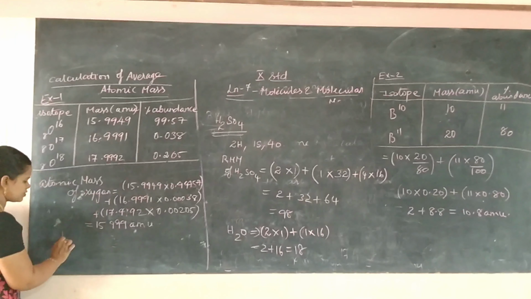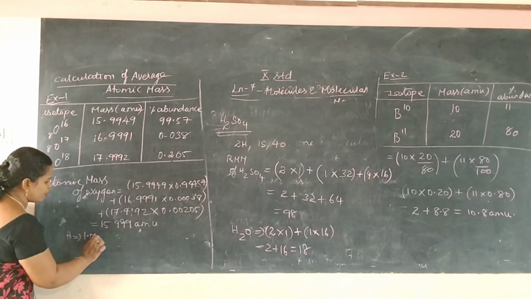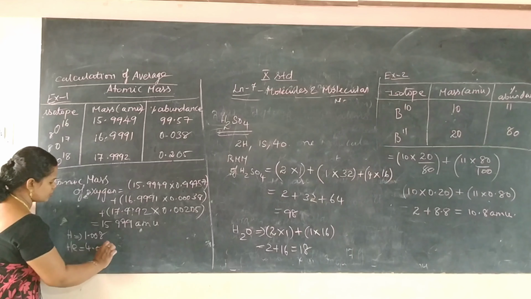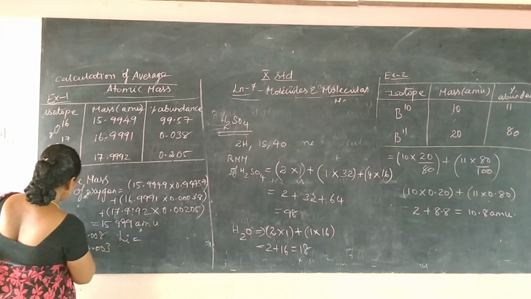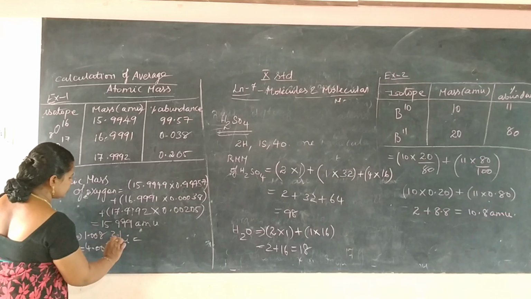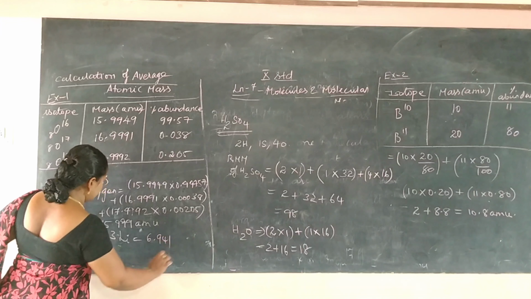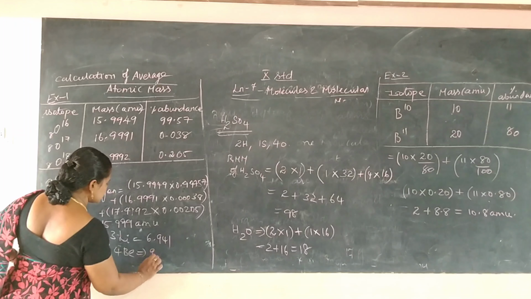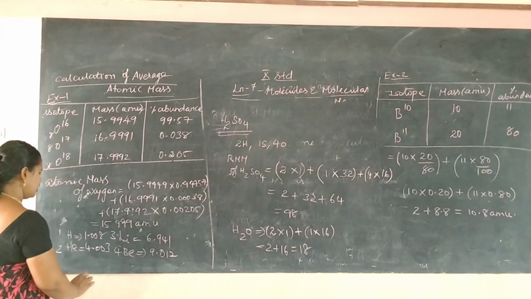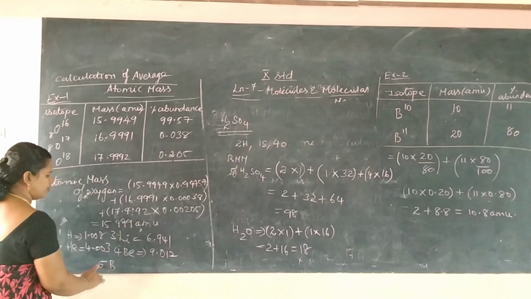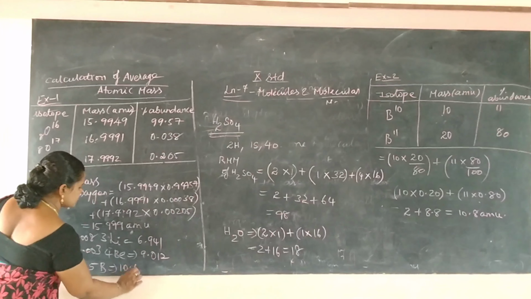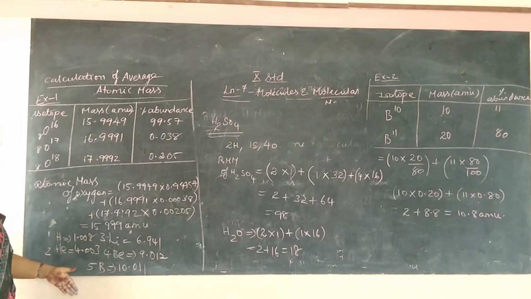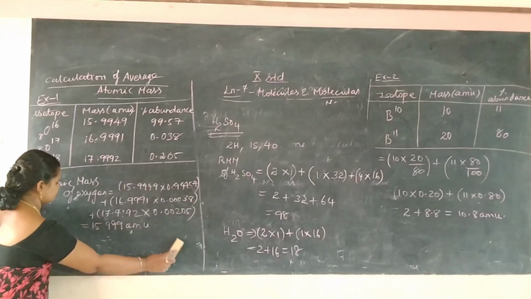The average atomic masses of some of the elements are: hydrogen 1.008, helium 4.003, lithium, atomic number 3, 6.941, beryllium, atomic number 4, atomic mass 9.012, and boron, atomic number 5, atomic mass 10.811. So this is the average atomic mass of some of the elements.